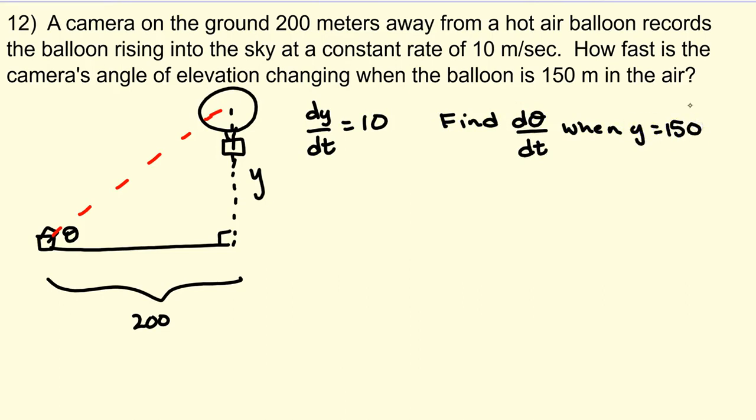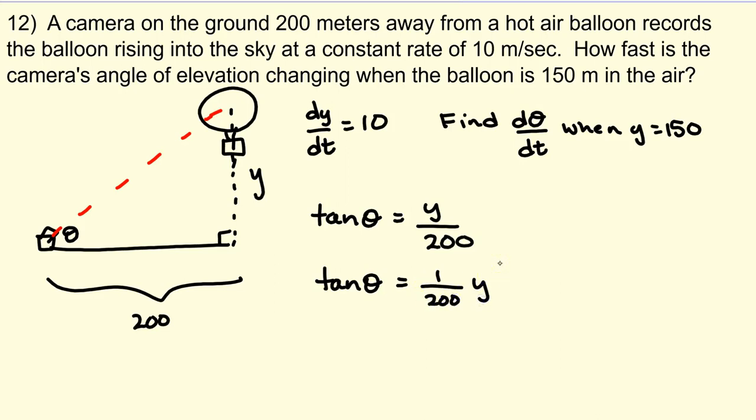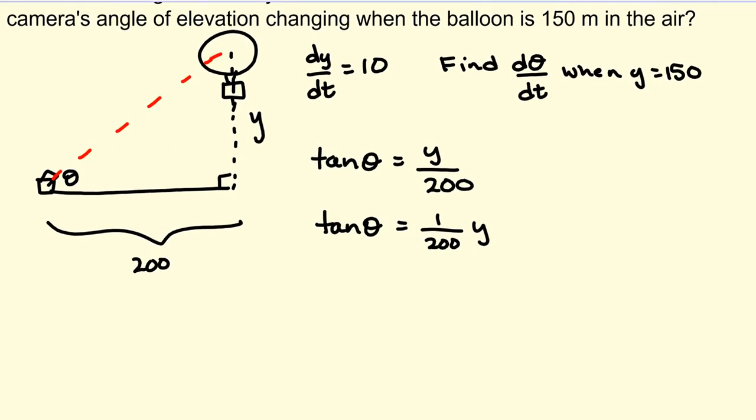So we need an equation that relates theta and y. So we're going to use trig. The tangent of the angle is y over 200. Tangent theta equals y over 200. Just so you know, you can think of that as 1/200th times y. So 1/200th is just a constant. You don't have to use the quotient rule or anything. Now we're going to differentiate. So we get secant squared theta times d theta/dt equals 1/200th times dy/dt. We know dy/dt is 10, so we can substitute that in.